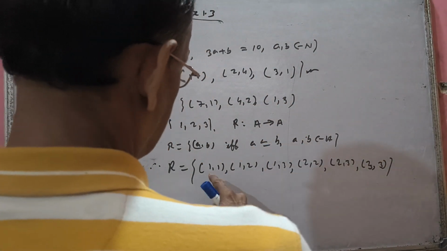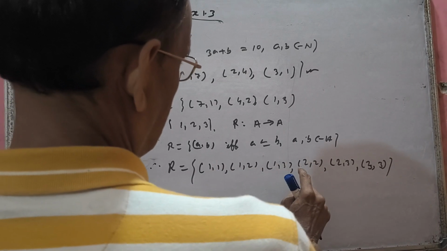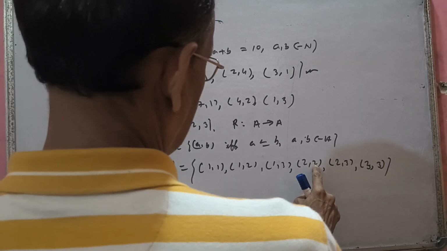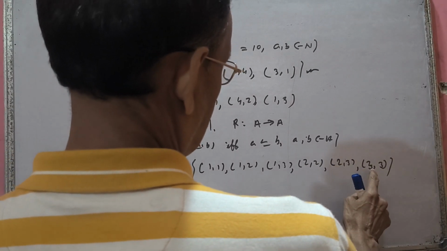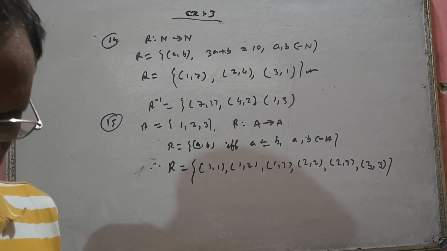So R consists of pairs where a is less than b or a is equal to b. So this many elements we will get. You will check it out.